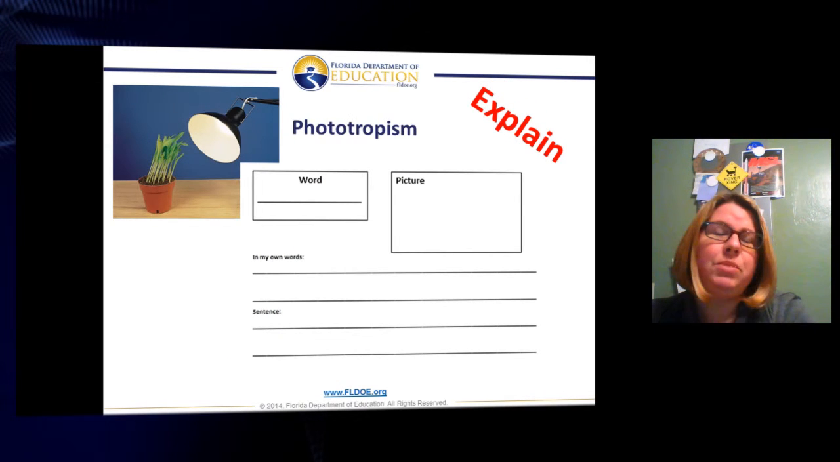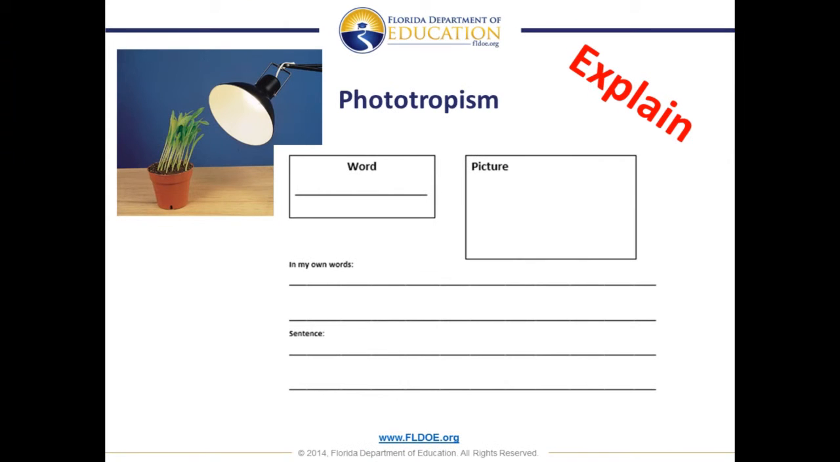Another explain could be creating a type of picture dictionary. Now, phototropism, if you know your standards and you've looked, third graders do not need to know the terms phototropism or gravitropism. The vocabulary that goes with what they're learning here today is going to come later in middle school, but it doesn't hurt to expose them to the word. You can have them write in kid-friendly terms what phototropism is.